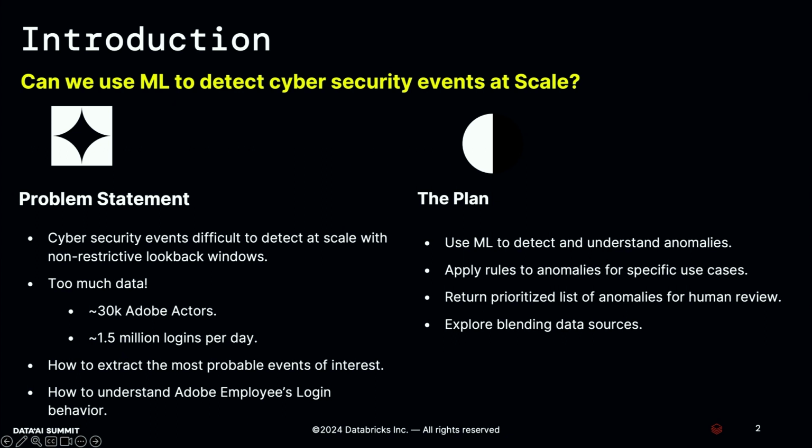So the plan is to use machine learning to detect anomalies, apply rules to anomalies for specific use cases that our analysts are interested in, and then return a prioritized list of anomalies for human review. And then also explore blending data sources. Hayden's going to talk about feature engineering, and then I'll be back to talk more about modeling.